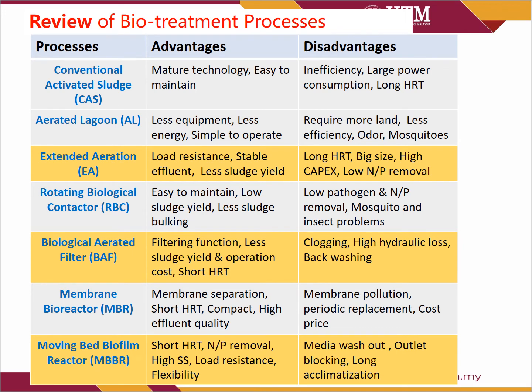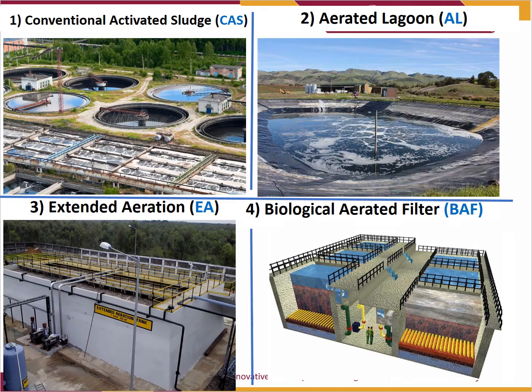So here is a summary of conventional activated sludge treatment, aerated lagoon, extended aeration, and other more advanced ones such as rotating biological contactor, BAF, MBR or MBBR, so you can read the advantages and disadvantages. I will give you a better idea of how these treatments look.